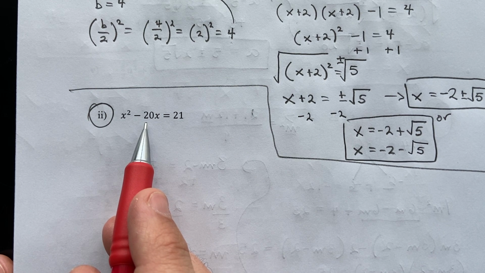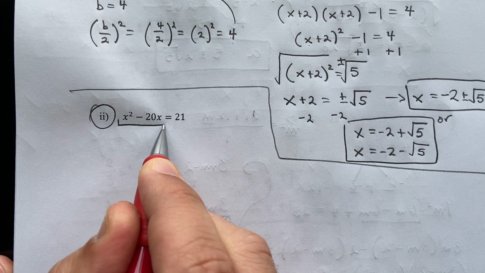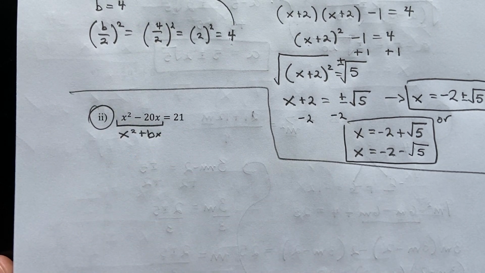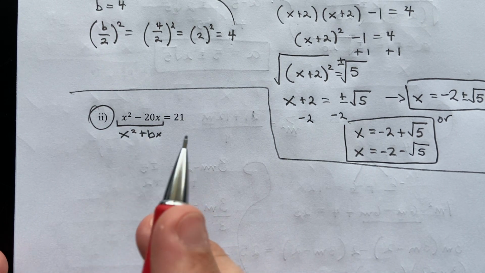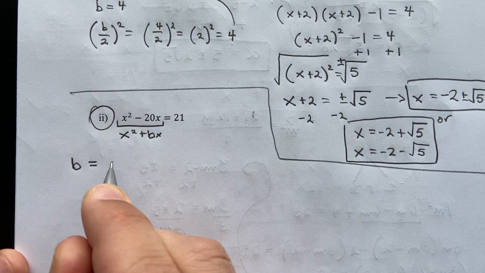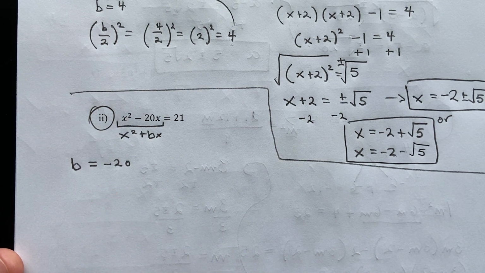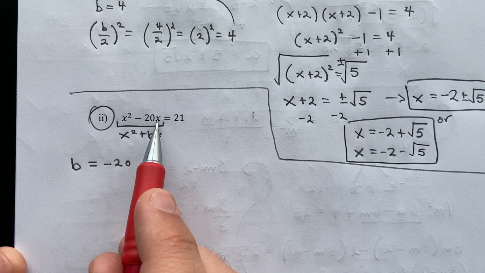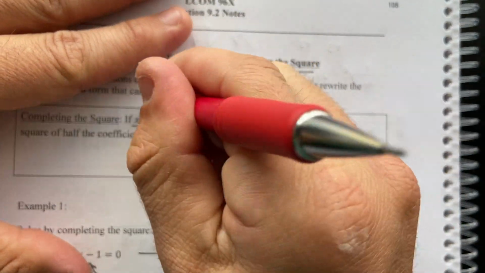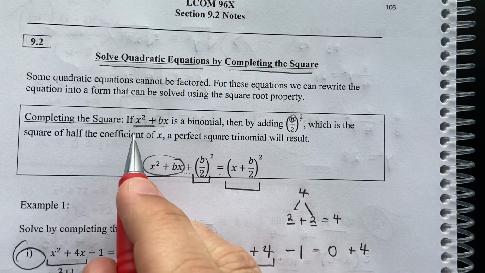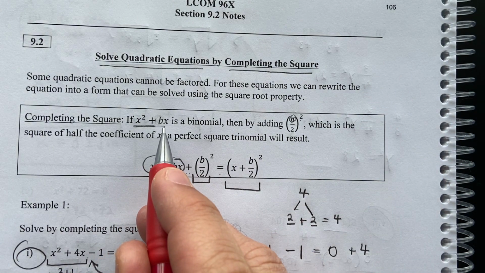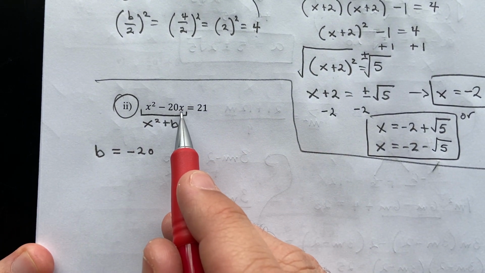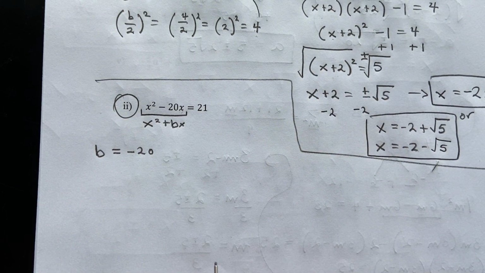All right, so in our case here we have, again, x squared plus bx. So for us, b is actually negative 20. It's that number that's attached to the x term. b is always attached to x. So since negative 20 is attached to x here, negative 20 is b.